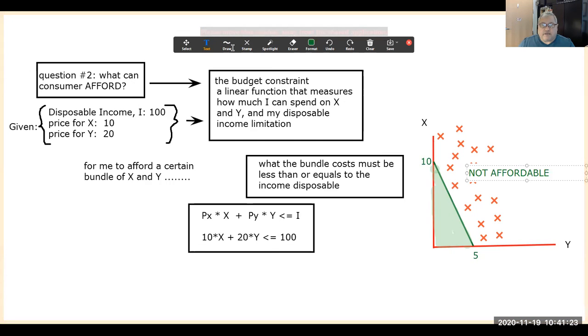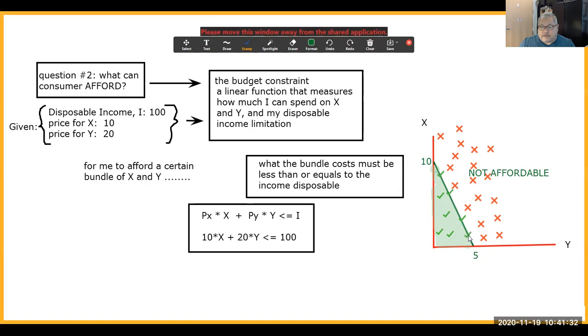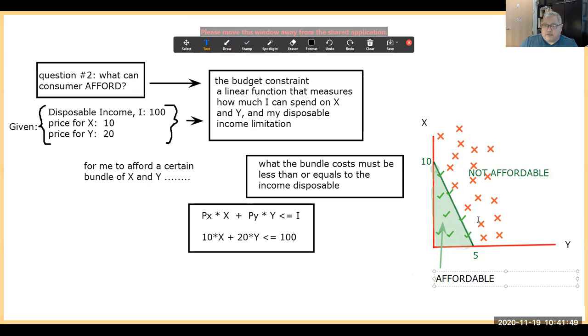And then all the budget points within, where these check marks are, inclusive of points right on the line itself, all those points are called affordable. Another word that we employ sometimes to describe the check marks are feasible consumption bundles, and the red X's would be called infeasible or not feasible for purposes of decision making.